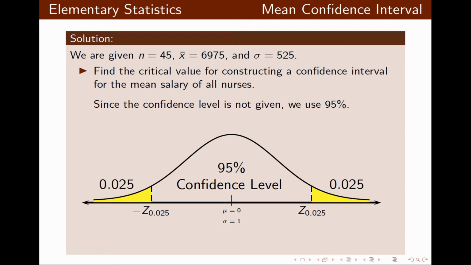So 95% area in the middle, that leaves us with 0.025 area for each tail. Again, using the TI command inverse norm with the left area of 0.975 with a mean of 0 and a standard deviation of 1, the critical value will be 1.960.